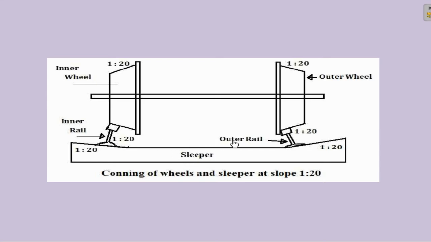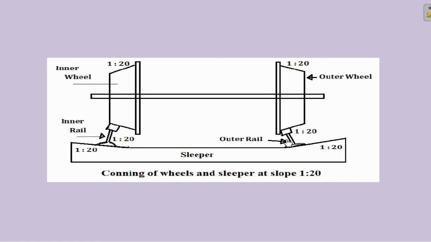If you go to railway tracks, you can notice that the sleeper has a uniform depth in the middle portion only. Coming to the sides, what happened? It has a slope, and the slope is the same as that of the wheel cone. The wheel cone has a slope of 1 in 20. In the same manner, in the sleeper also, a coning is given and that slope is 1 in 20.